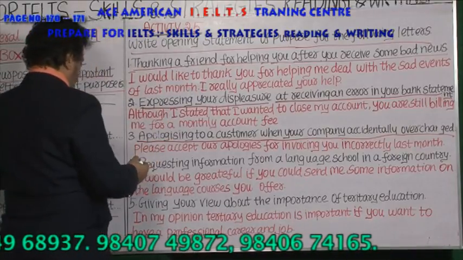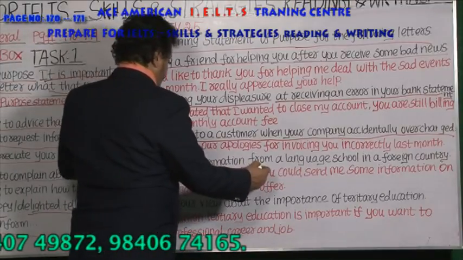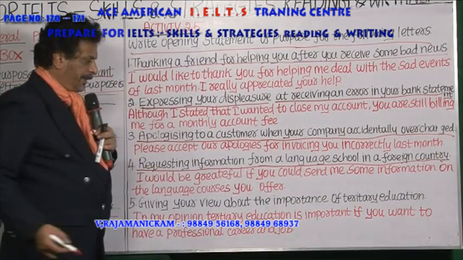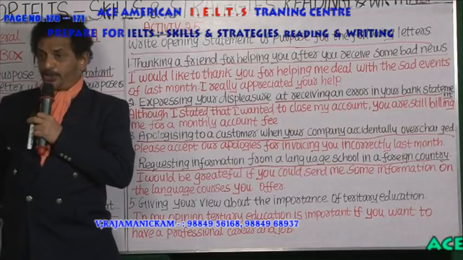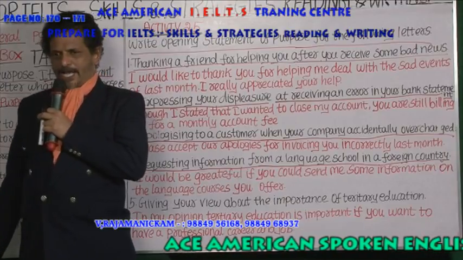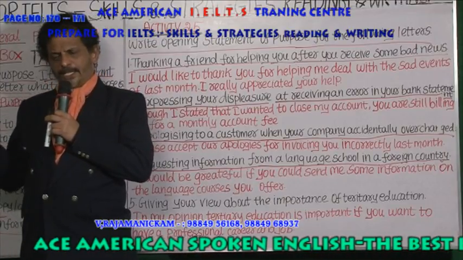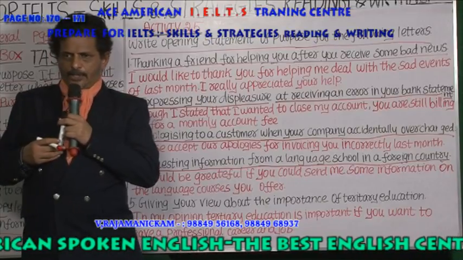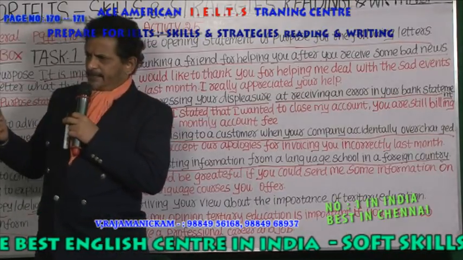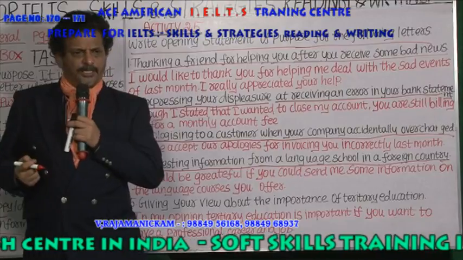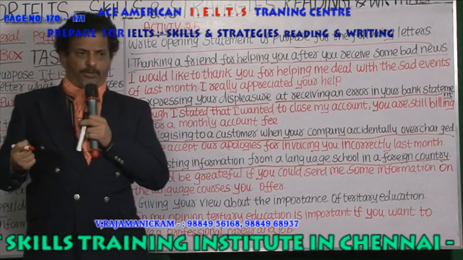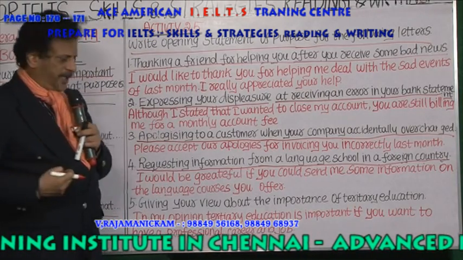And coming to the fourth point, requesting information from a language school in a foreign country. See, for example, you are going to China. You want to go to China. You are going to stay there for 1 year. So you want to learn the Chinese language. So you are writing a letter to the Chinese language school requesting information about certain programs which that institution conducts. So you are requesting information from a language school in a foreign country. So how do you start the letter?